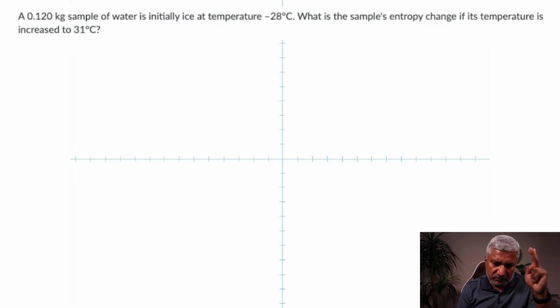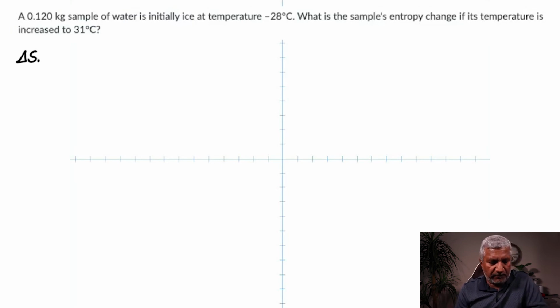Process number two. Process number three. Now that it has become water, and the water is at 0 degrees Celsius, it will undergo a change in temperature to 31 degrees Celsius. So to find the change in entropy, you have to find the change in entropy in each one of these three processes and add them up, which is what we're going to do.